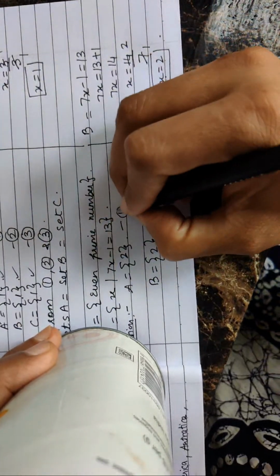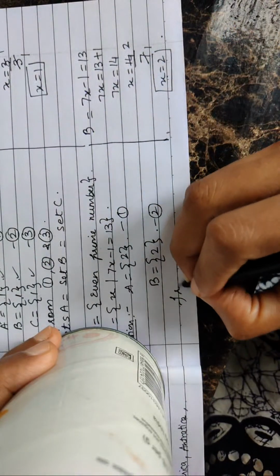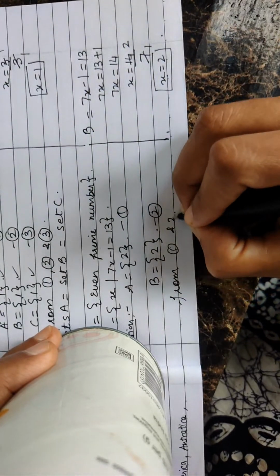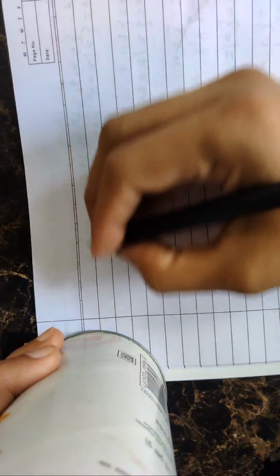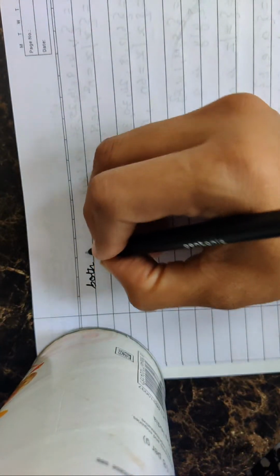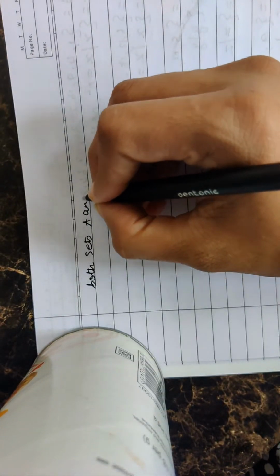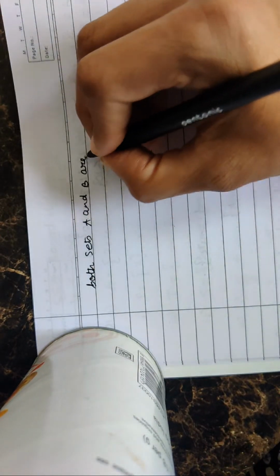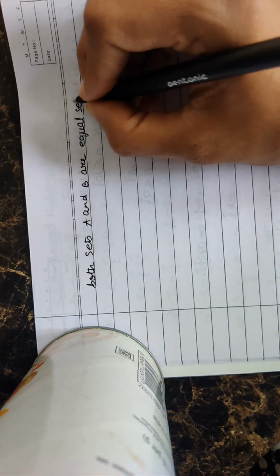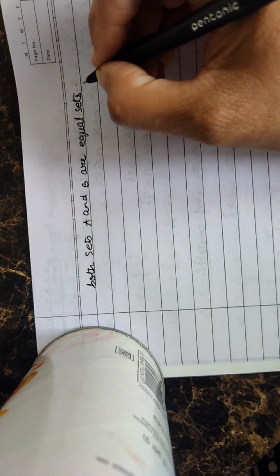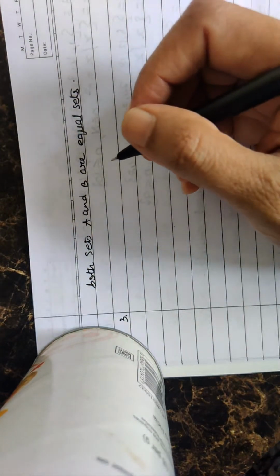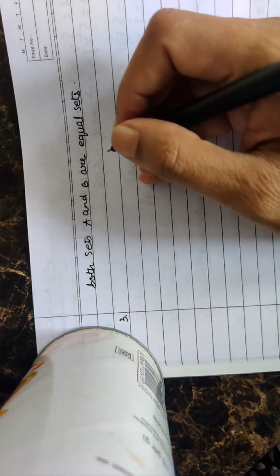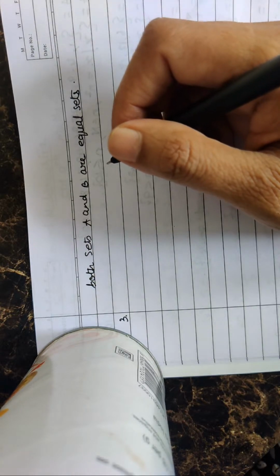So again if I mark this as 1 and this as 2, from 1 and 2 what we get? Both sets A and B are equal sets. Okay, so I hope you have understood question number 2 also. Going on to question number 3. Which of the following sets are empty sets?